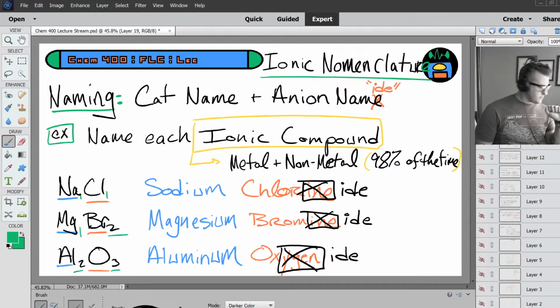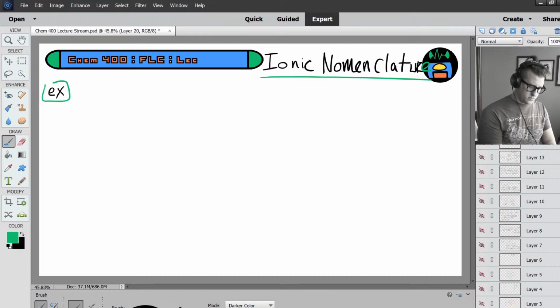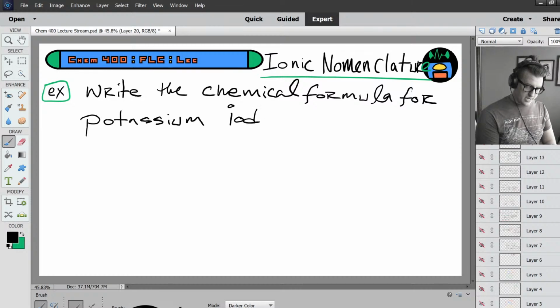Now, I'm going to take a minute to set up where we're going next lecture. With these 3 examples that we just did, I gave you a chemical formula and asked you for a name. All right? But how about going in the other direction? What if I asked you to write the chemical formula for potassium iodide. All right, for potassium iodide.